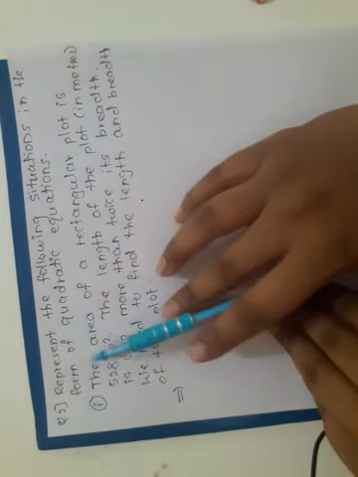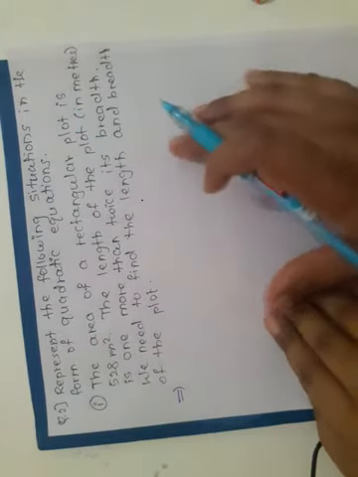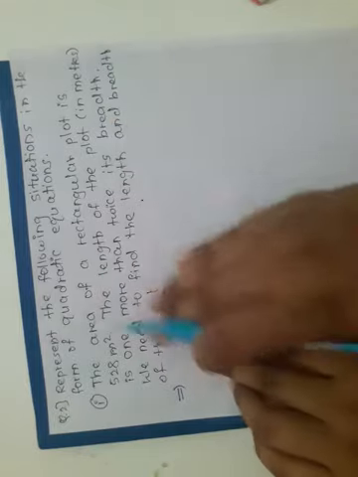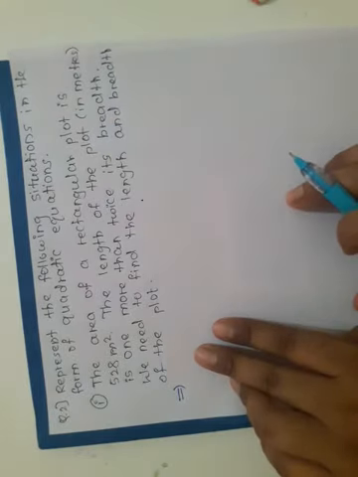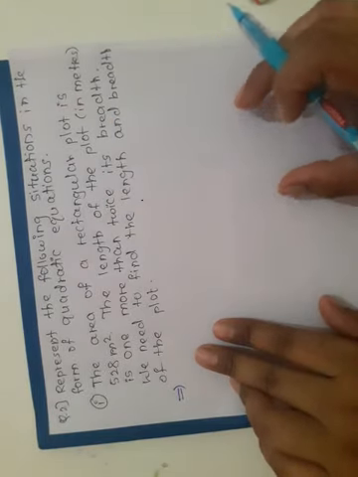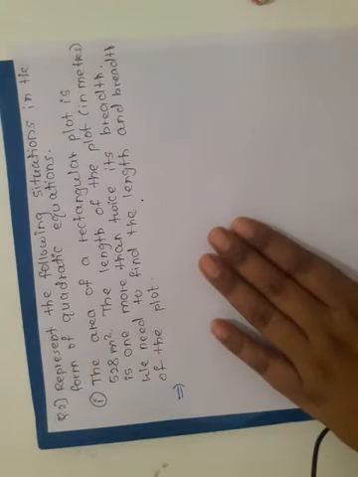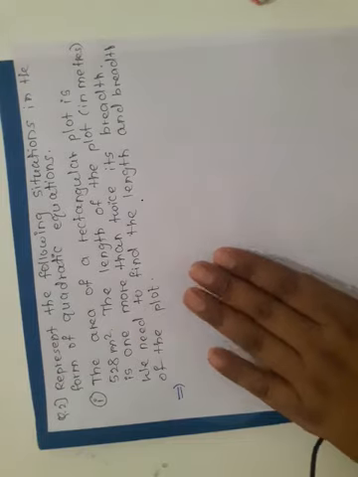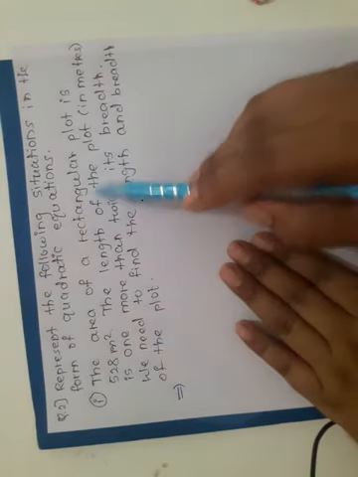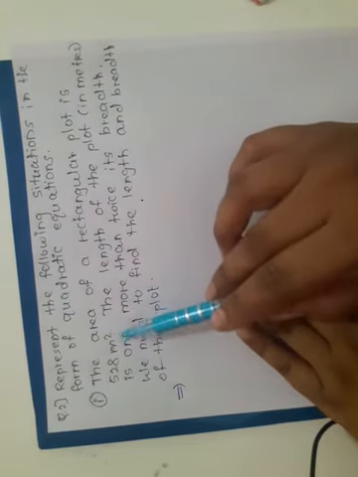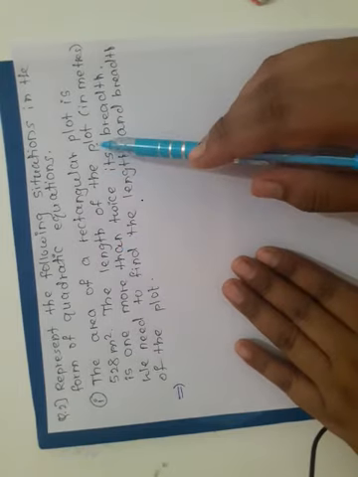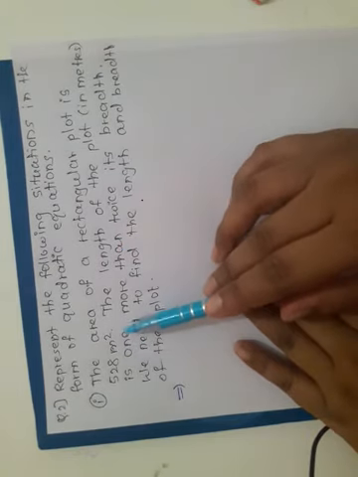Represent the following situations in the form of quadratic equations. So this example is given to us. We have to convert this example into a quadratic equation, that is, in the form ax square plus bx plus c is equal to 0. So read the question first. The area of a rectangular plot is 528 meters square. So the area of the rectangular plot is given to us and it is 528 meters square.